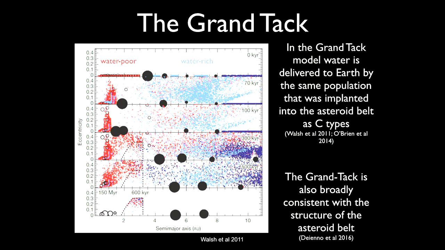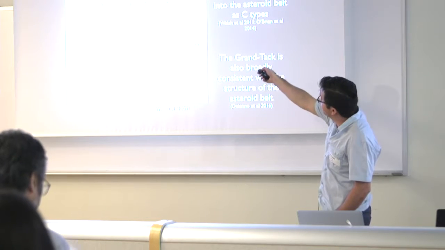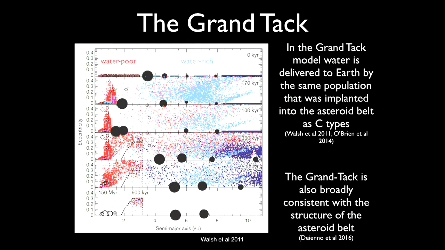So you have the grand tack. The grand tack proposes that the inner terrestrial region has water-poor objects, and the outer region has water-rich ones. When Jupiter and Saturn migrate in the disk, they truncate the disk, and when they go back, they scatter a lot of blue bodies into the terrestrial region. That's what we can see here by these little points, and this is when water is delivered in the grand tack scenario.